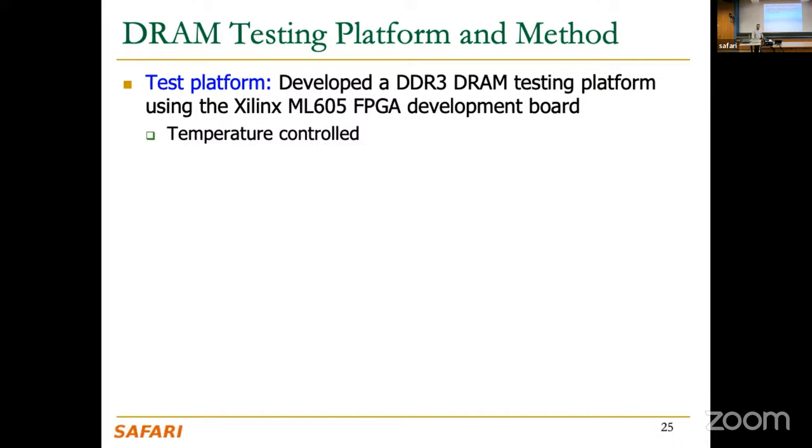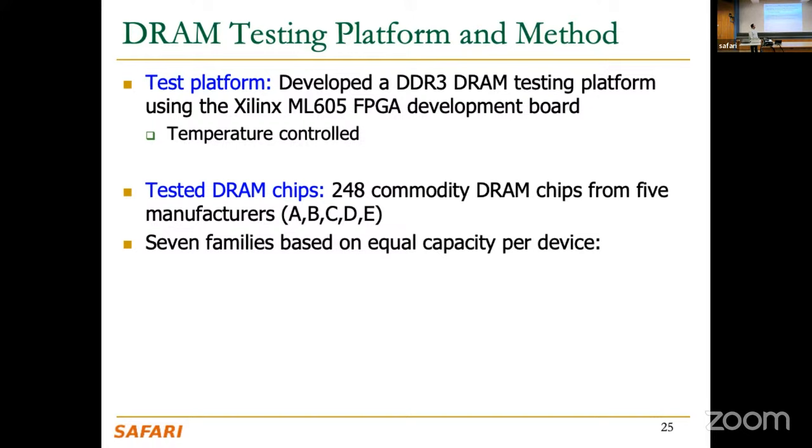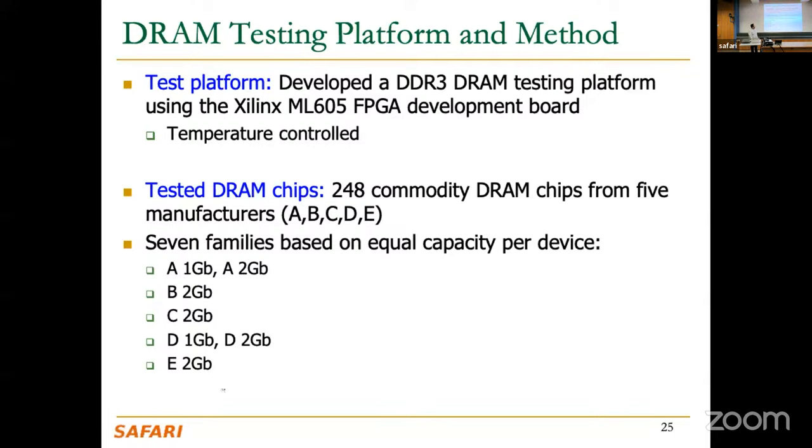We have this platform that was built before DRAM Bender and SoftMC, basically an early version of that. It was using a Xilinx ML605 FPGA platform with some temperature control. And they tested a lot of commodity DRAM chips, 248 of them from 5 manufacturers at that time. And they are representative of 7 families based on equal capacity per device. And these are the families that are mentioned there.